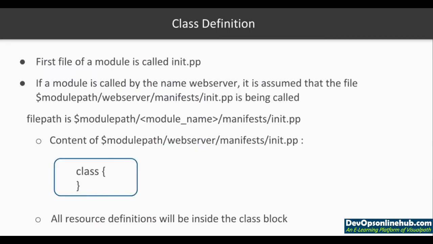The first thing to understand in a Puppet manifest is the class definition. The first file in the manifests directory is the init.pp file. If the webserver module is called by Puppet, it is to be assumed that the modules/webserver/manifests/init.pp file is being checked. All the code in a manifest file is written inside a class block.